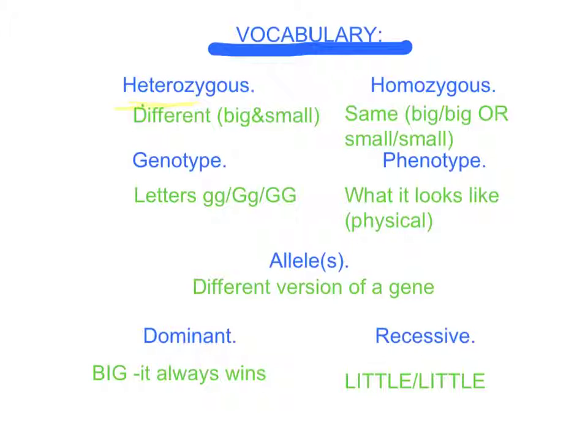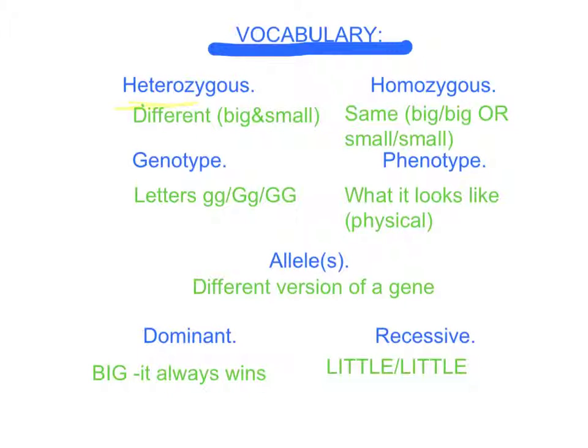Okay, so going over the vocab one more time. Heterozygous means different, okay? You're going to have one big letter, one small letter. Homozygous is the same, so you're going to have big, big, or little, little. Genotype are the actual letters, so you're going to see the big, bigs, the little, littles, or the big, littles, okay? And then your phenotype is what it literally looks like. So if it's brown hair, if it's yellow feathers, if it's shriveled peas, whatever it is, it's what it looks like. And then alleles are your different versions of a gene.